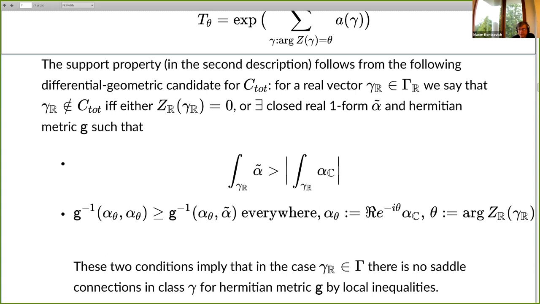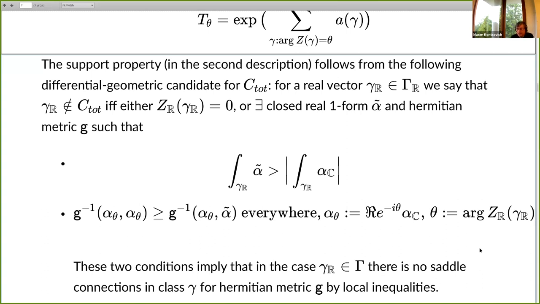And what will be a point of this complement? Let's take a real vector in my lattice. And I define this complement of C total in the following way. First, it will contain the kernel of the map Z_R. That's a necessary condition because C total should be disjoint from the kernel except zero. So here I mean a vector which is not equal to zero. And the second possibility, when the central charge of this vector is not zero, then we'll do the following. If it's not zero, then it will be a non-zero complex number, and we get a certain argument, a certain direction theta.